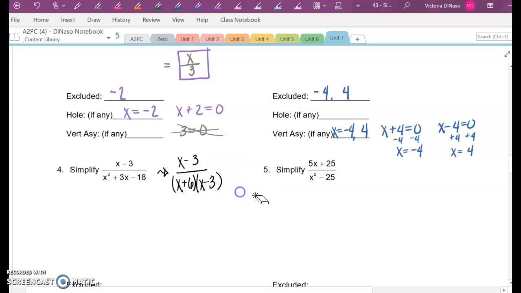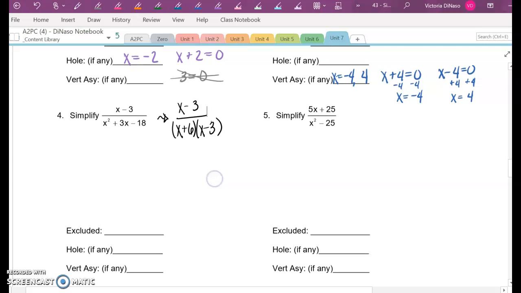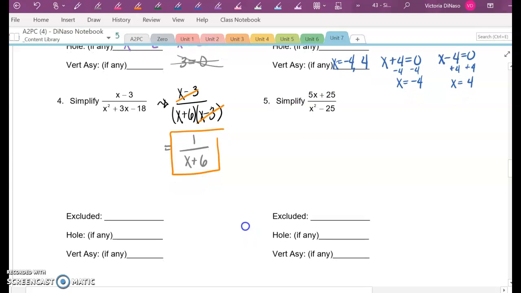I'll go ahead and erase that. From here, I can cancel the x minus 3 with the x minus 3. So we're left with 1 over x plus 6. And this is your final simplified version. From there, we're going to write down our holes and excluded values. What I canceled was that x minus 3. So I'm going to take x minus 3 and set it equal to 0, and we get x equals 3. Then you're going to take whatever's left over in the denominator and set it equal to 0.